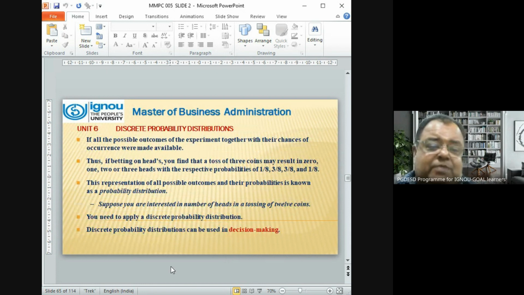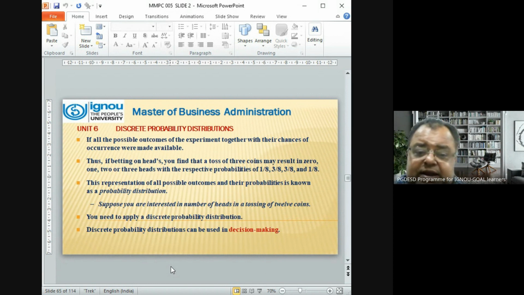Now comes discrete probability distribution. If all the possible outcomes of the experiment together with their chance of occurrence were made available. Number 2, if betting on heads, the toss of 3 coins may result in 0, 1, 2 or 3 heads with respective probabilities of 1 by 8, 3 by 8, 3 by 8 and 1 by 8. Don't be worried about these numbers. I will show you in the problem how these numbers came. This representation of all possible outcomes and their probabilities is known as probability distribution.